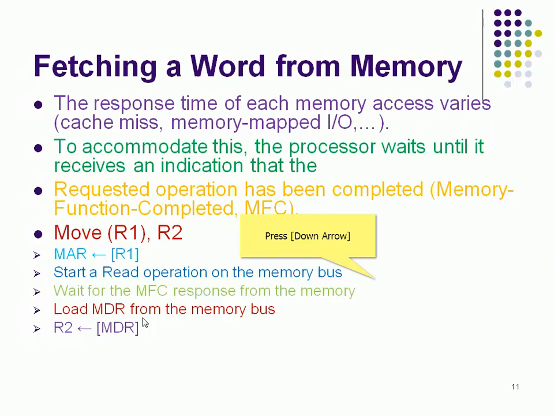So start the read operation, and wait for completion of that operation. Once it is completed and the data is ready on the memory bus, it has to travel and reach the MDR. So that is load MDR from the memory bus. Once it is available at the MDR, which is situated in the processor premises, that copy is given to R2, right? R2 is the destination register specified in the instruction, move (R1), R2.